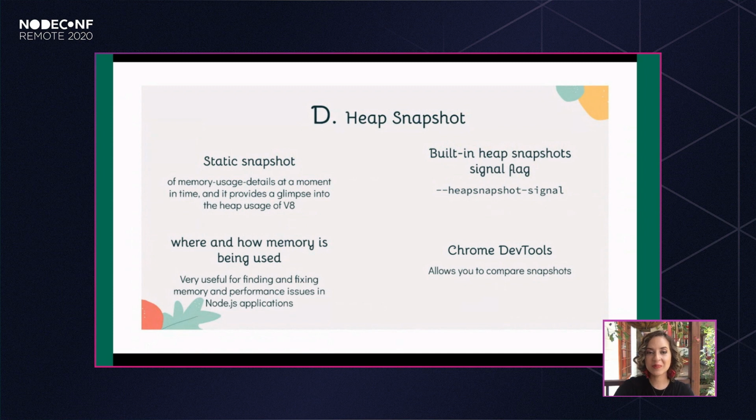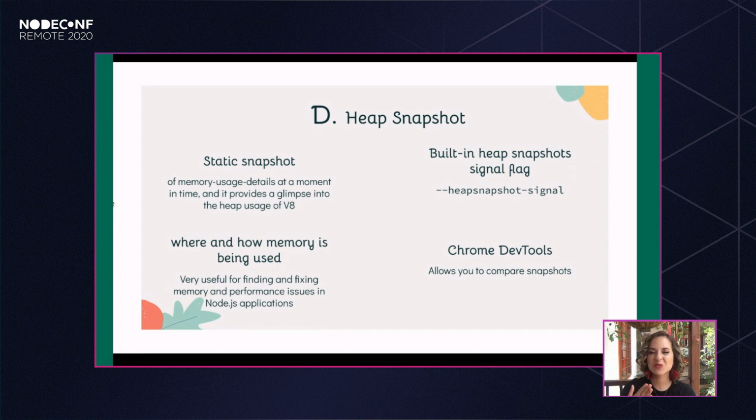The next one will be heap snapshots. A heap snapshot is a static snapshot of memory usage details at a moment in time, and it provides a glimpse into the heap usage of V8, the JavaScript runtime that powers Node.js. By looking at these snapshots, you can begin to understand where and how memory is being used.